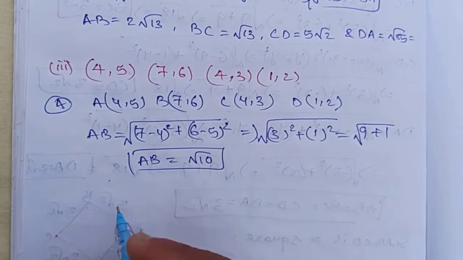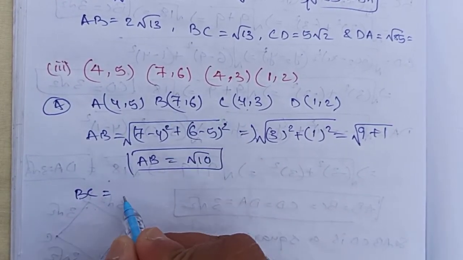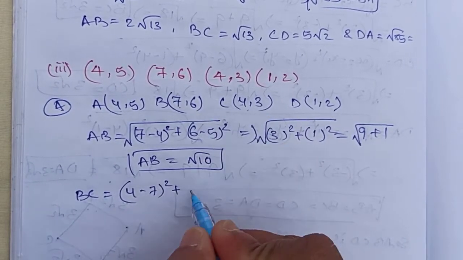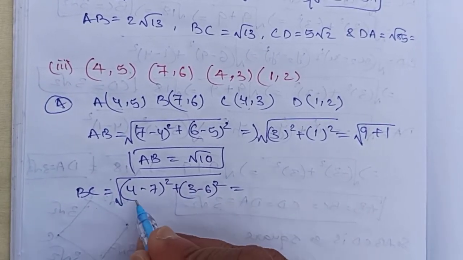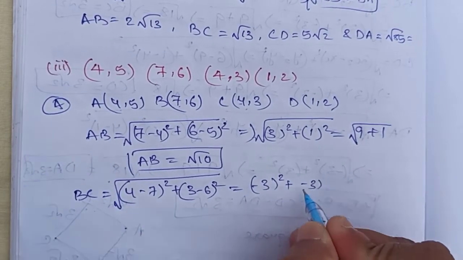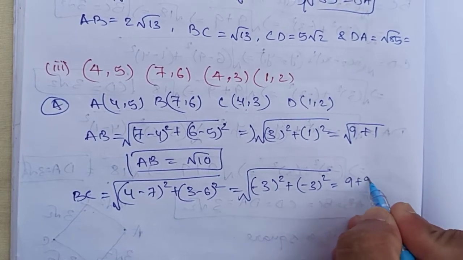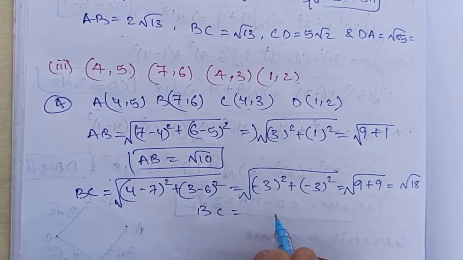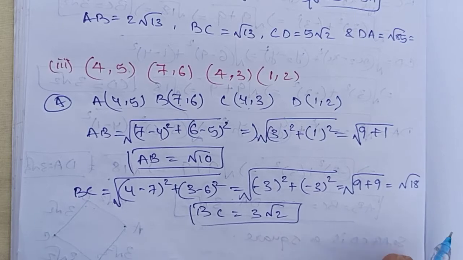Okay, now BC. Distance between BC is x2 minus x1 is 4 minus 7 whole square plus 3 minus 6 whole square, root. 4 minus 7 is minus 3. 3 minus 6 is minus 3 square. 3 square plus 3 square is 9 plus 9. Okay, so root 18. The value of BC will be 3 root 2, because the value of root 18 is 3 root 2.